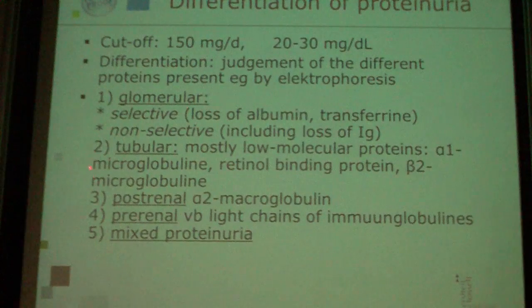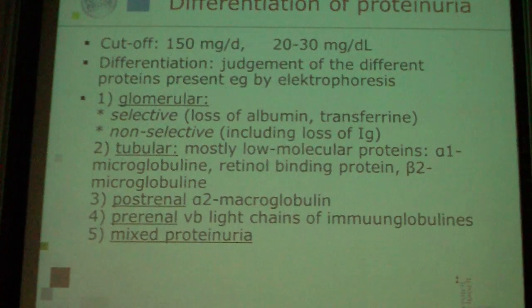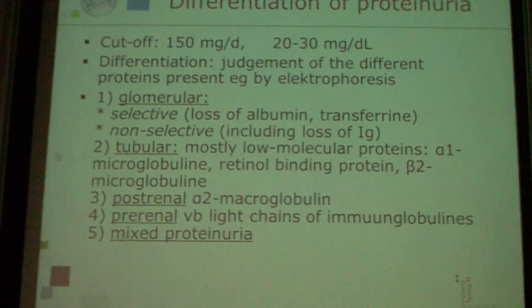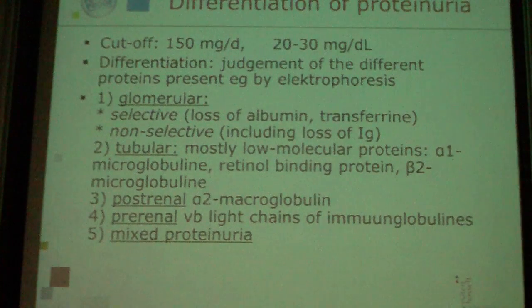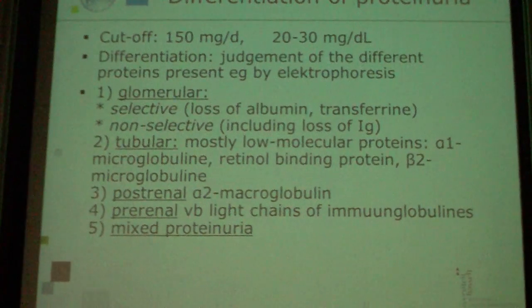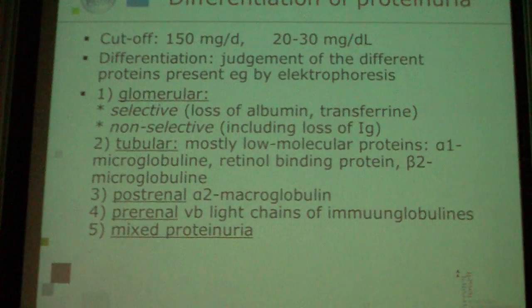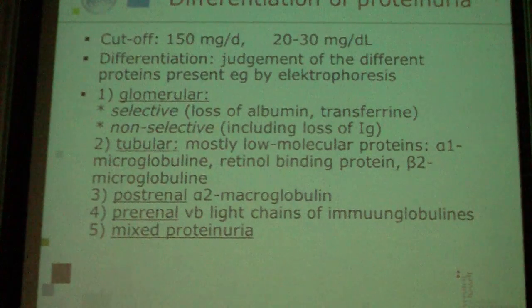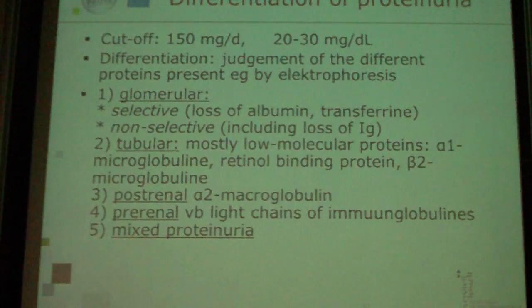With this technique of electrophoresis, you can also see if there's a tubular damage, so you can see low molecular weight proteins present. You can see if it's of post-renal origin. For instance, when you have samples obtained by catheterization of the urinary tract, then it's possible, of course, that there's a damage of the urethra, and the proteins you find then are not a mirror of the situation of the kidney. So it's important that you know, okay, there's a proteinuria present, but it's not from the kidney, it's from the urethra. And in these circumstances we use alpha-2 microglobulin.